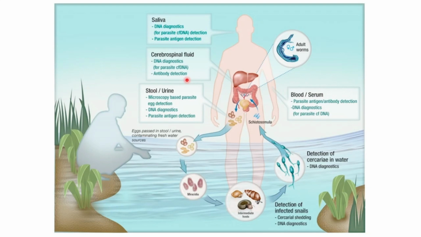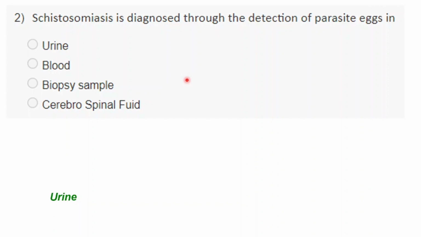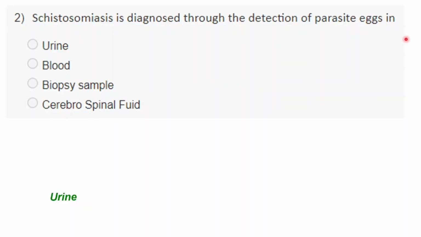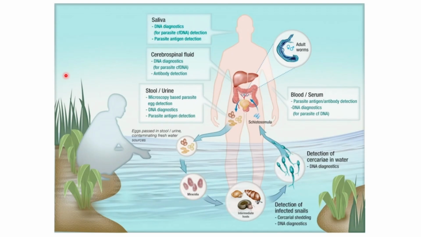So how do you diagnose this disease, which was the main question. Schistosomiasis is diagnosed through the detection of parasite eggs in the stool or urine specimens. That's why urine will be the right answer. Antibodies and antigens detected in blood or urine samples are also indications of infection. In the blood you can find some antibodies when the body is trying to fight the disease, but if you want to check the detection of parasite eggs, then that will be either urine or stool.